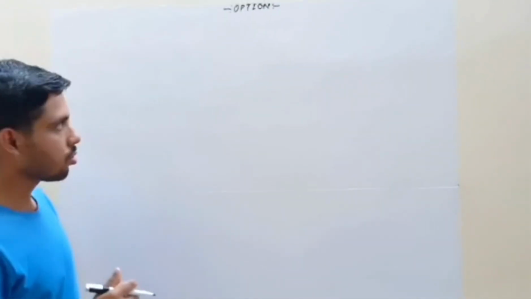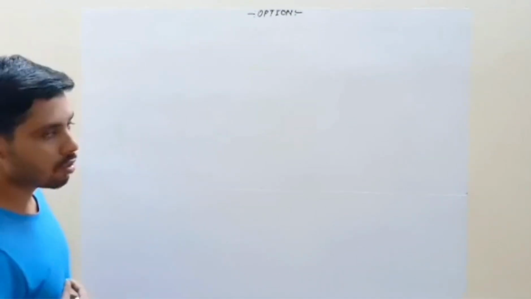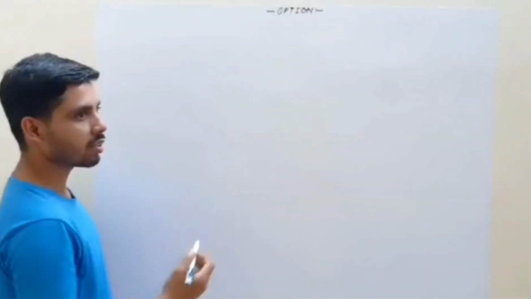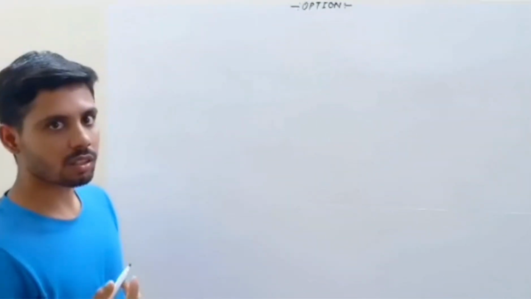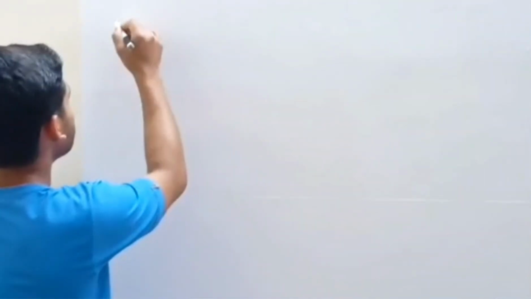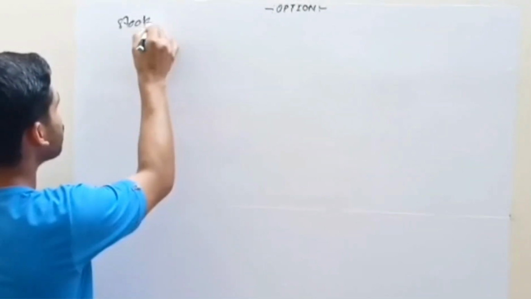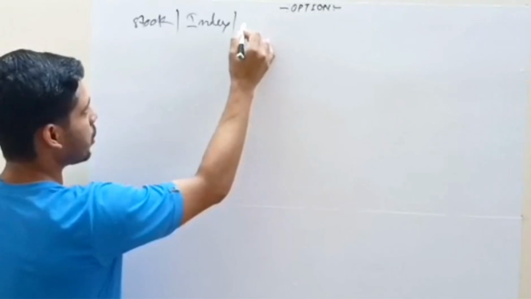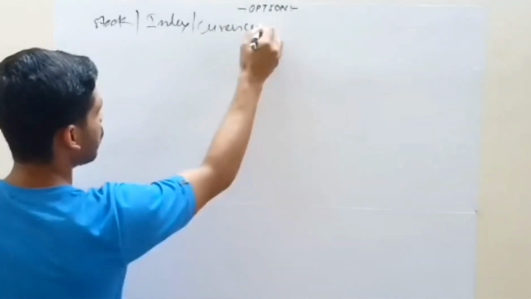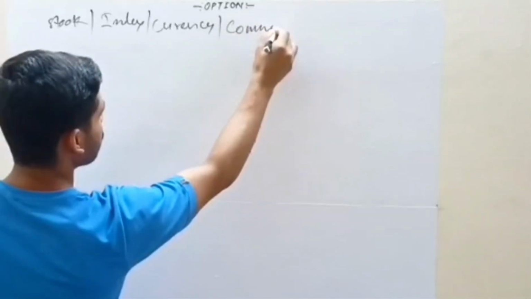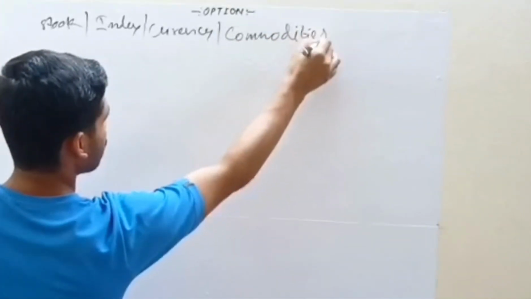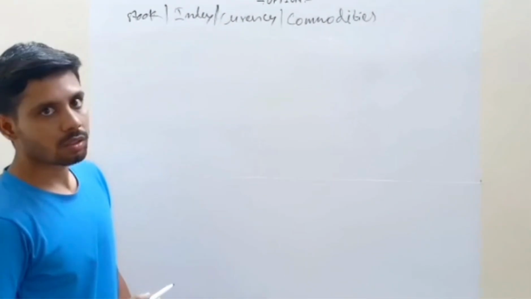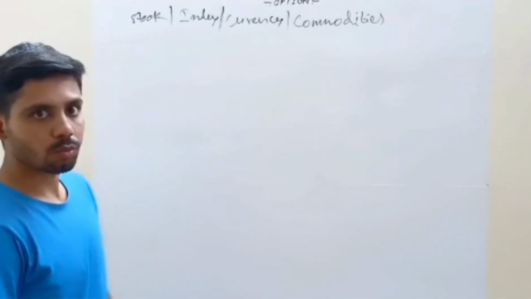But before that, we need to understand what options actually are. For example, an underlying asset can be a stock, an index, maybe a currency, or a commodity. Whichever have future contracts almost all have option contracts too.